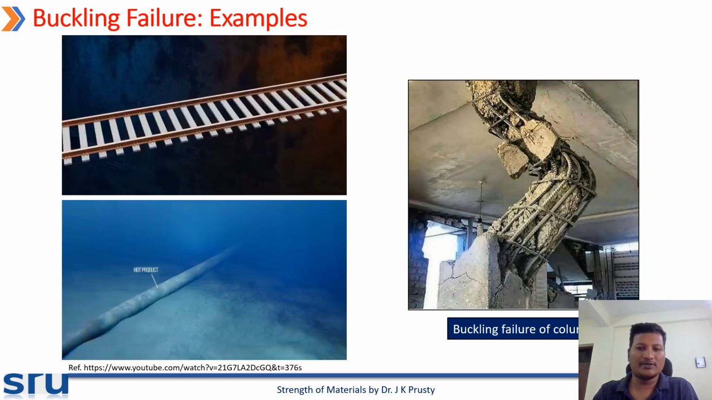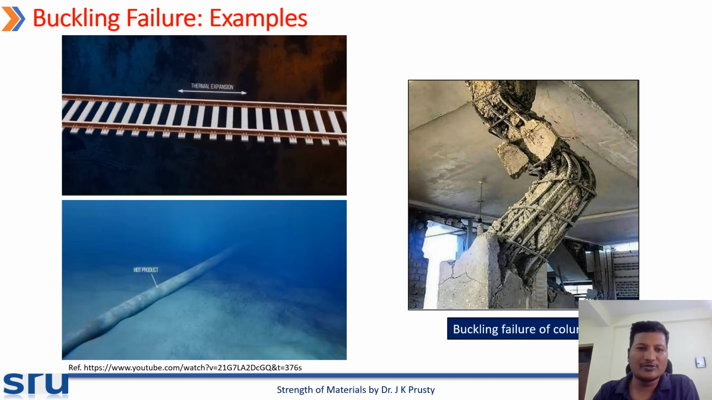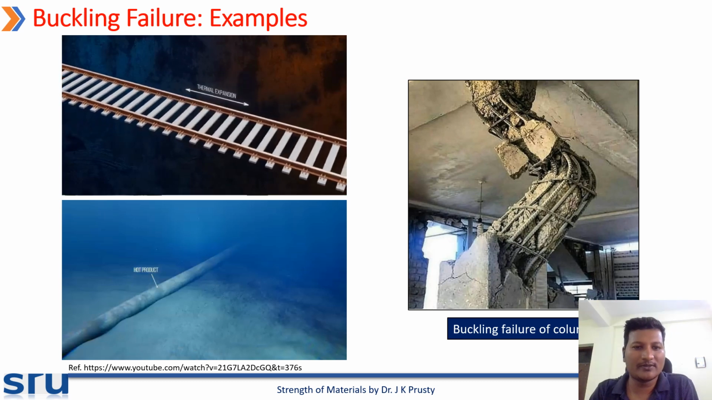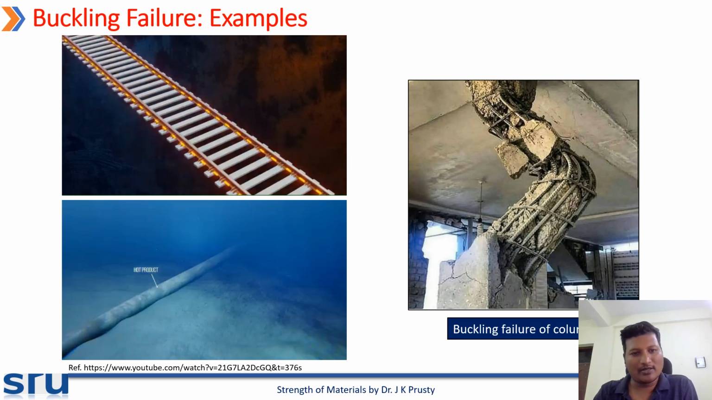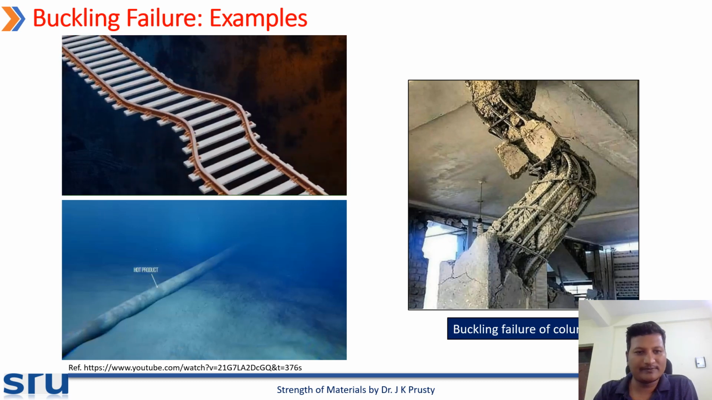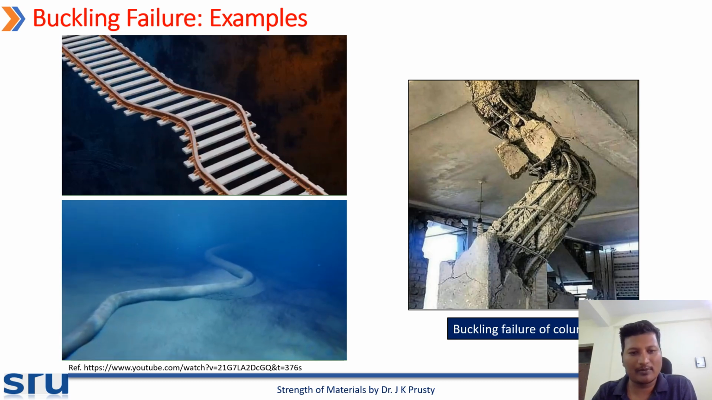Here is another example of buckling. This is nothing but your railway track. Because of the thermal expansion in the railway track, there is a possibility of buckling of this railway track, where the I section is used. Another example you can see here: under the sea there is a hot oil pipeline. Similarly, because of thermal stress, there is a chance of buckling of the pipes.